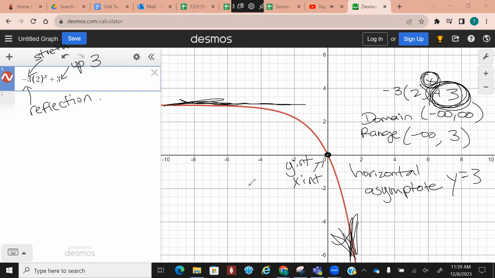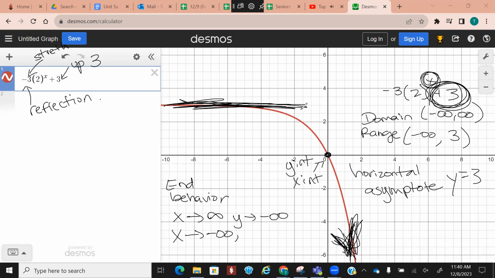Okay. Now end behavior. As x is increasing, as x is approaching the right-hand side, where is our graph going? Negative infinity. So our y's are approaching negative infinity. As x is approaching negative infinity, what's happening to our y's? What are we getting closer and closer to? 3.